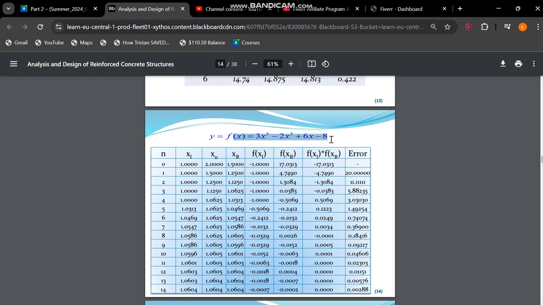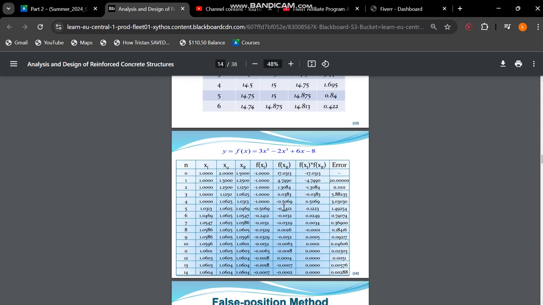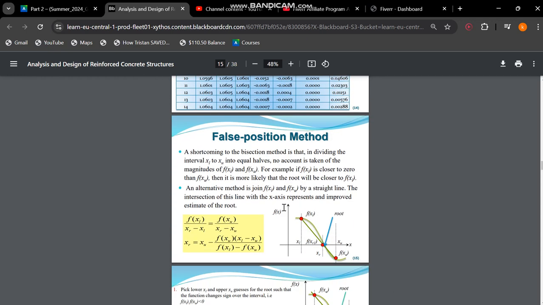Imagine you have a nonlinear equation such as this polynomial of order 5, and you had to find the root. So this is how you do it, and this is the root. Okay, this is how it's done. Now let's go into the false position method.